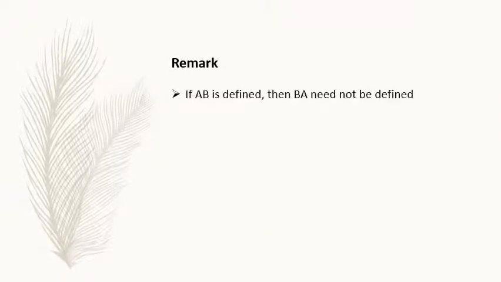Here is a remark. If AB is defined, then BA need not be defined. That is, sometimes we can find AB, but BA we cannot find. In our previous example, A has order 2 by 2. B has order 2 by 3. That is, B has 2 rows and 3 columns.